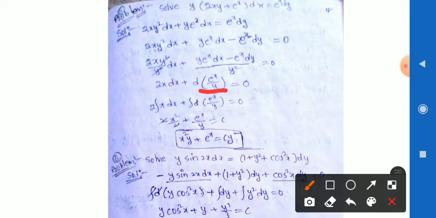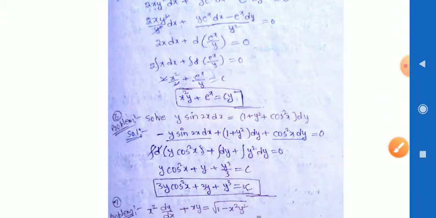Taking integration on both sides, we get the integration of 2x dx plus the integration of d of (e^x / y) is equal to the integration of 0. Then the integration of 2x gives 2 into x square by 2, and the differentiation and integration cancel. We get e^x / y is equal to c. Therefore the general solution is x square y plus e^x is equal to c into y.